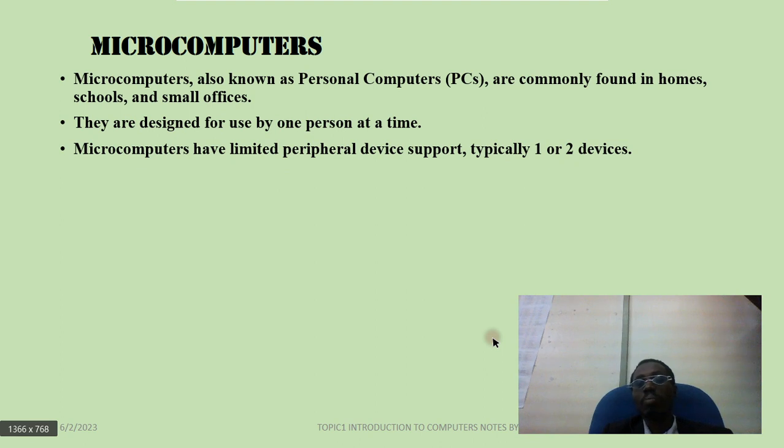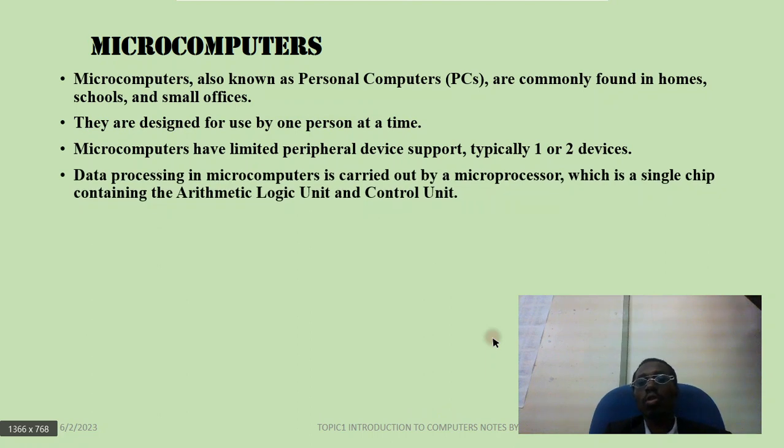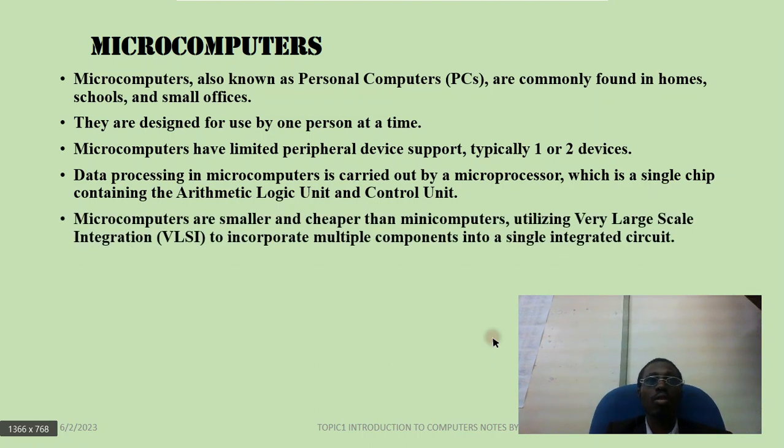Microcomputers have limited peripheral device support, typically one or two devices. That's why you always have maybe the USB ports are fewer, they are not that many. Data processing in microcomputers is carried out by the microprocessor, which is a single chip containing the arithmetic logic unit and the control unit, which we have already discussed as parts of the computer systems.